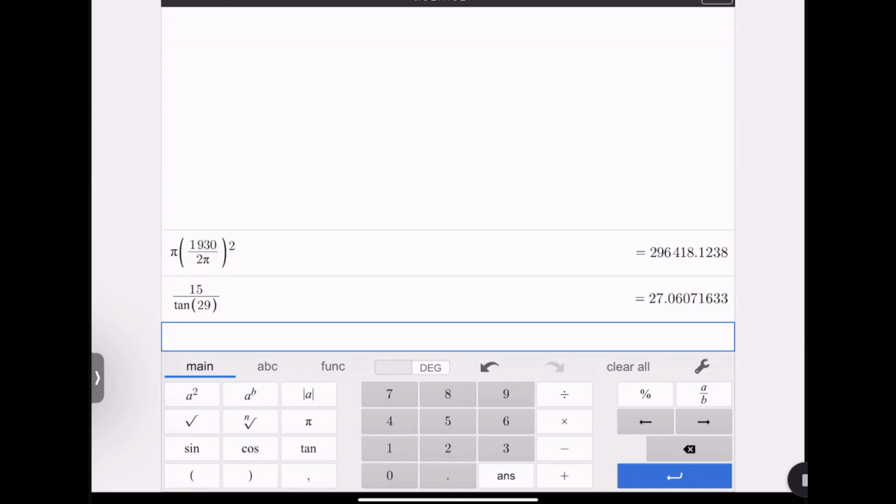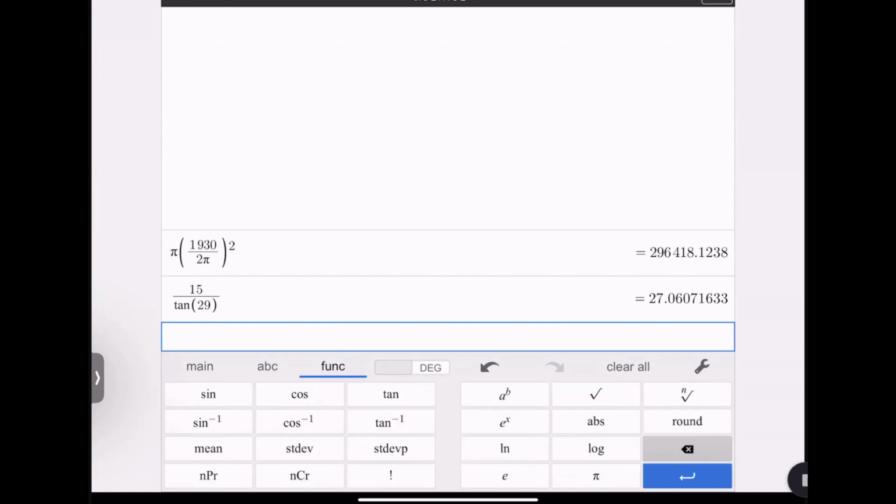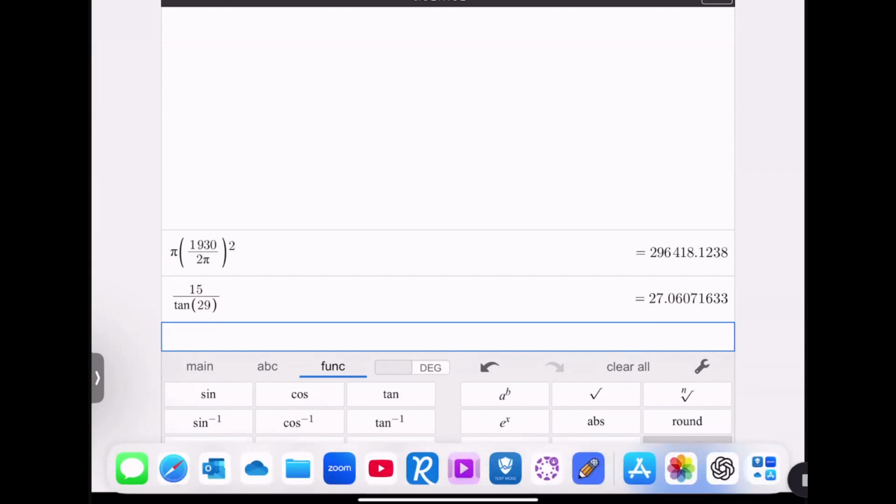All right, so there it is. Now, notice that when I hit function, what else shows up? What's underneath sine, cosine, and tangent? Sine to the -1, cosine to the -1, tangent to the -1, right? What are those? Think of it as the opposite operation, to undo a tangent. Okay?